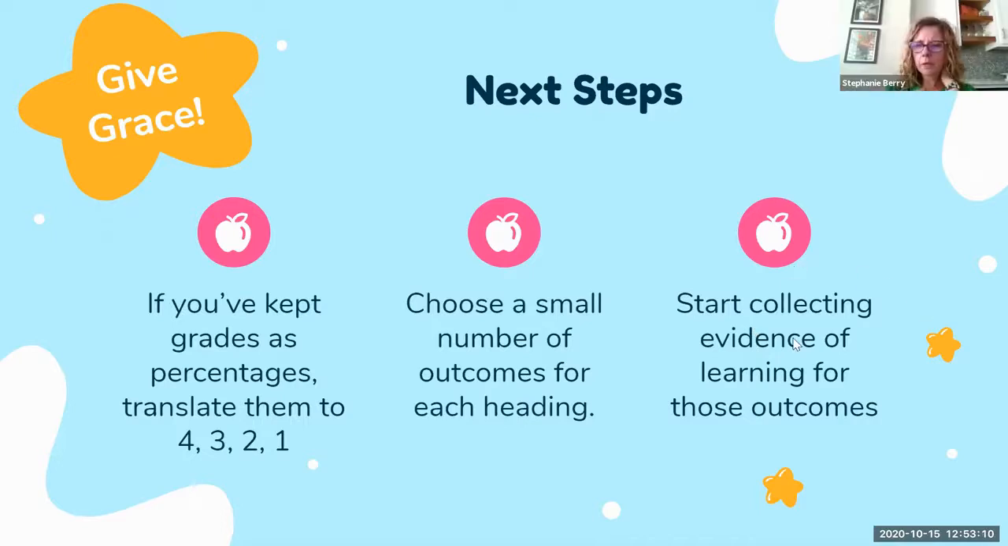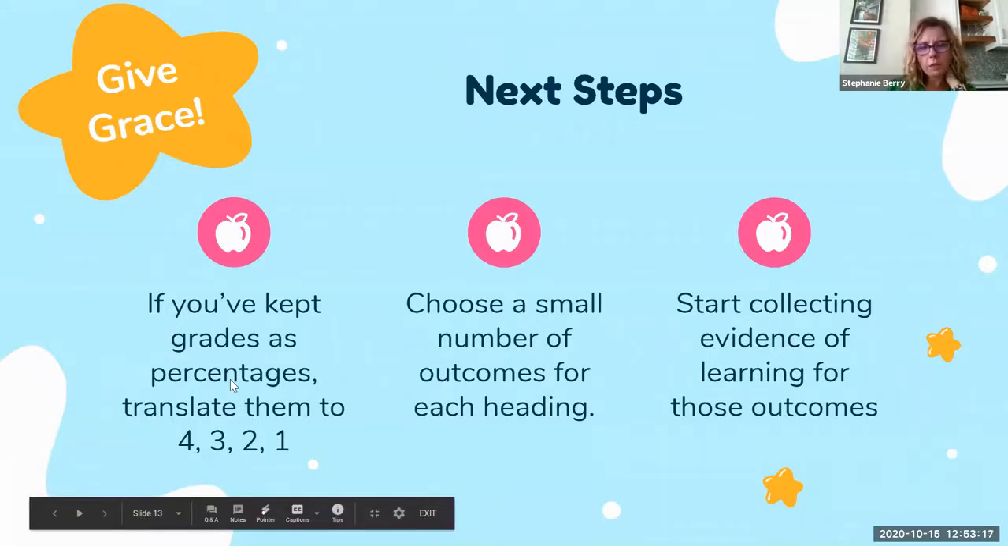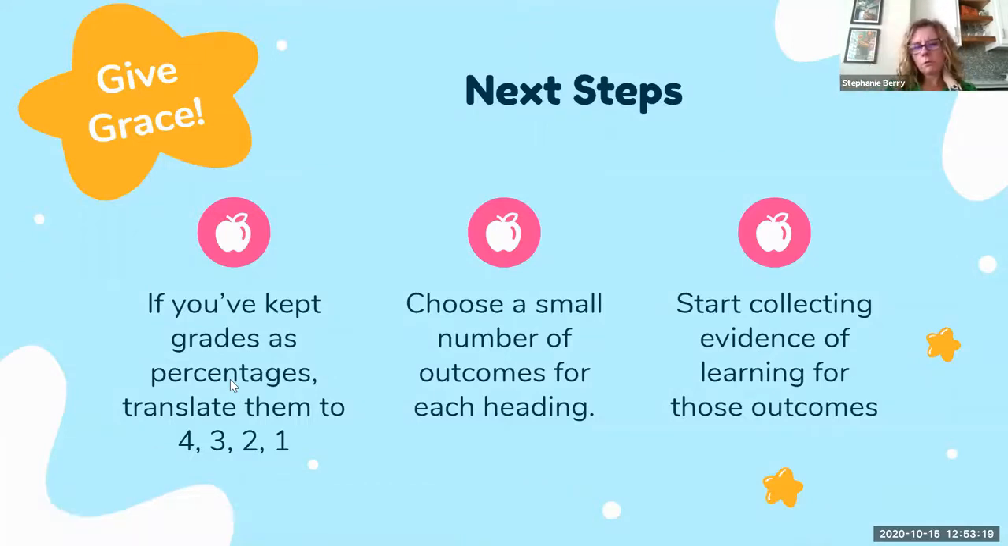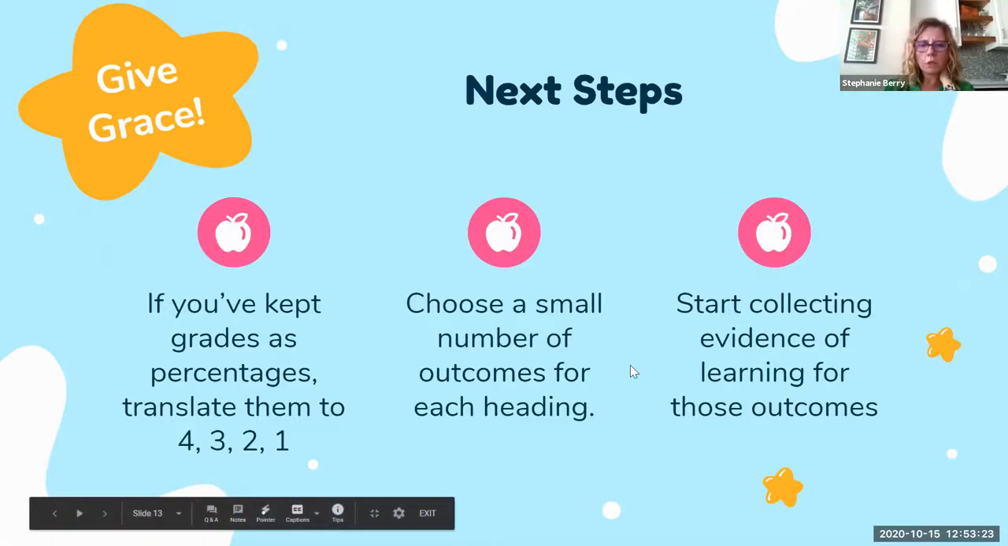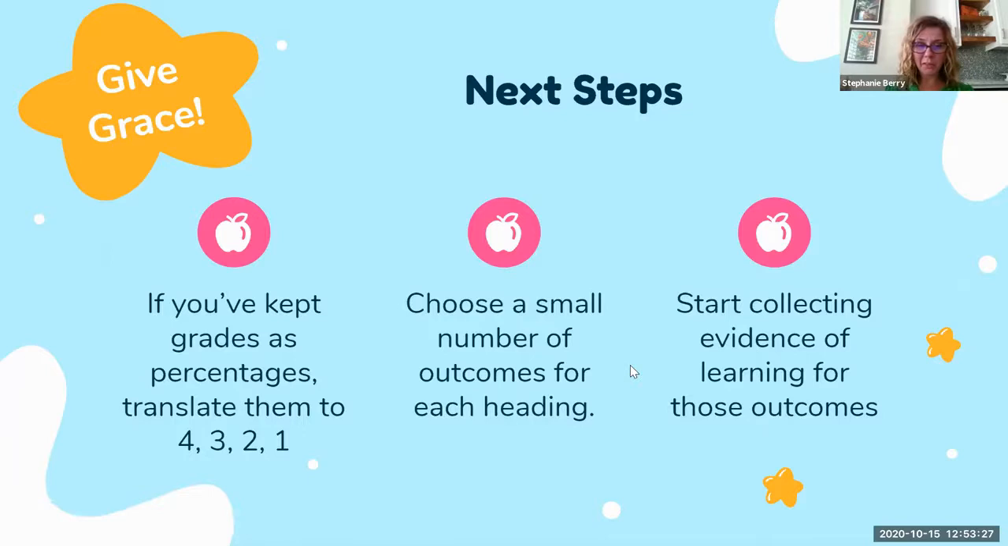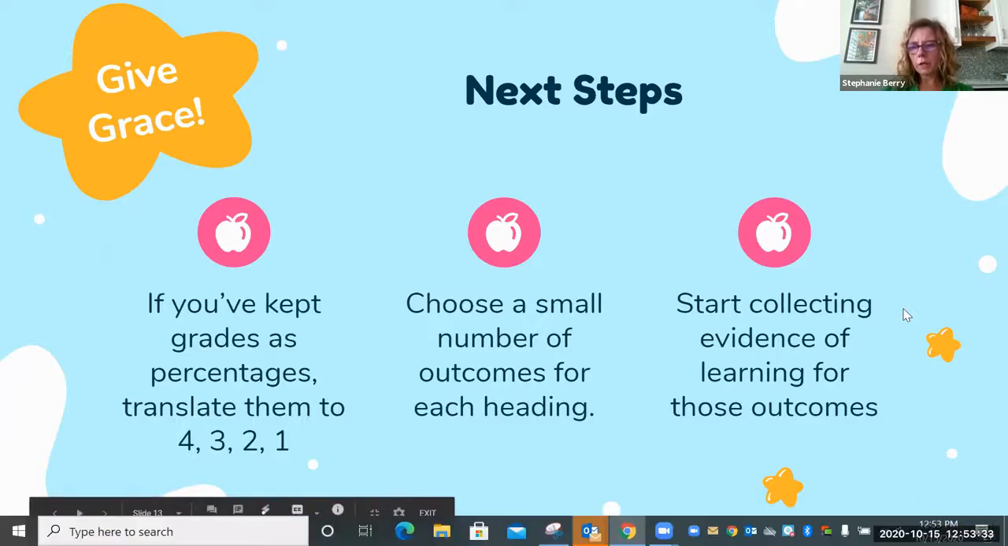And I know someone had a question last time about those percentages, like if there are things that you're keeping and you didn't grade on a 4, 3, 2, 1, don't think you need to go back and regrade. Just talk to your team. Like, are we going to call an 80, 75 to 90% a 3? What do you guys think? If that was the way you were keeping grades, you don't have to undo everything. Just translate it into what you think.